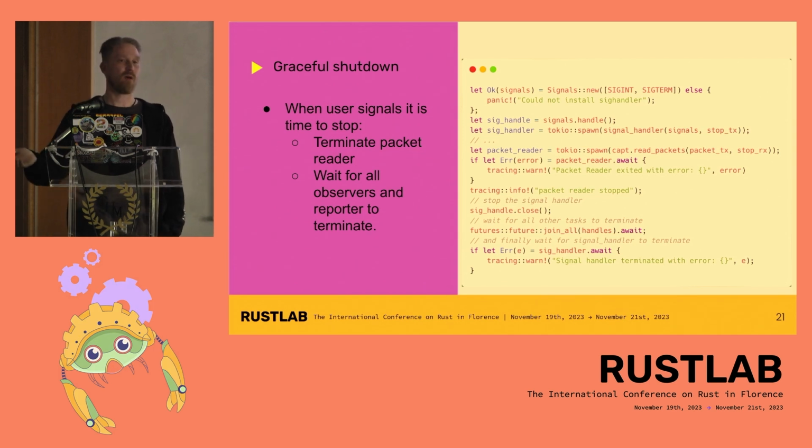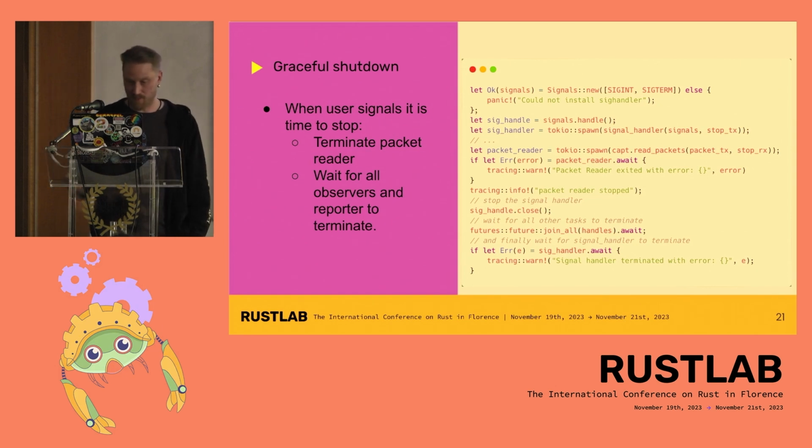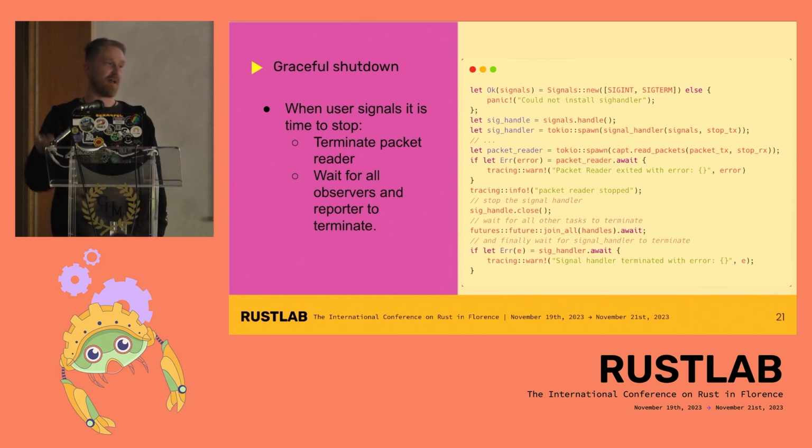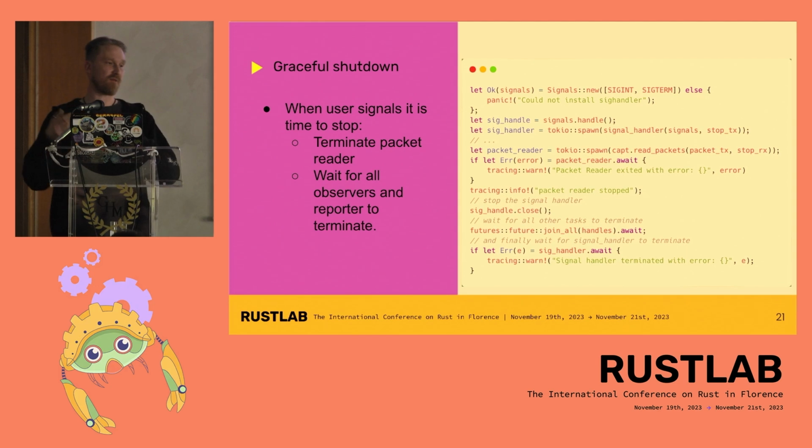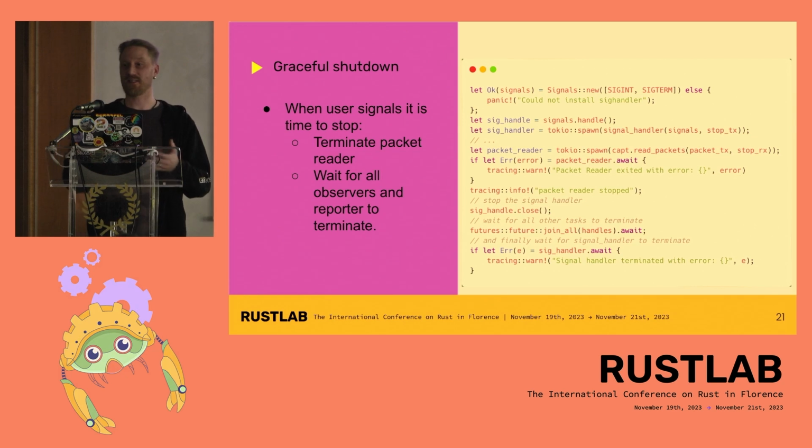Then the packet reader will stop running. It will drop the sender it has for the Ethernet observer. The Ethernet observer gets an error. It shuts down, dropping its senders and so on. So it creates this kind of cascading effect where all these tasks are stopping one by one when they get the error. And when all the observers have stopped running, they have dropped their handles for the observation pipeline. So the reporter task will get an error indicating that no more observations are coming. The reporter task knows that it's time to shut down.